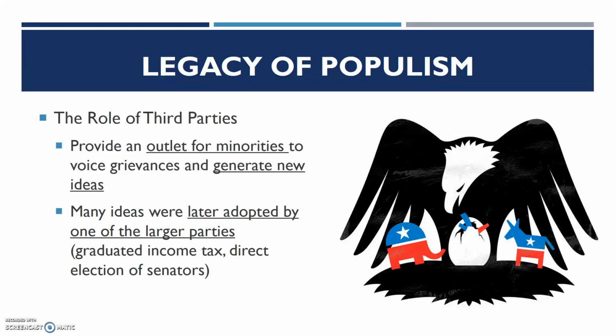So things like the graduated income tax, the direct election of senators, those were adopted by the Democratic Party and eventually became law. That brings us to the end of the lecture.